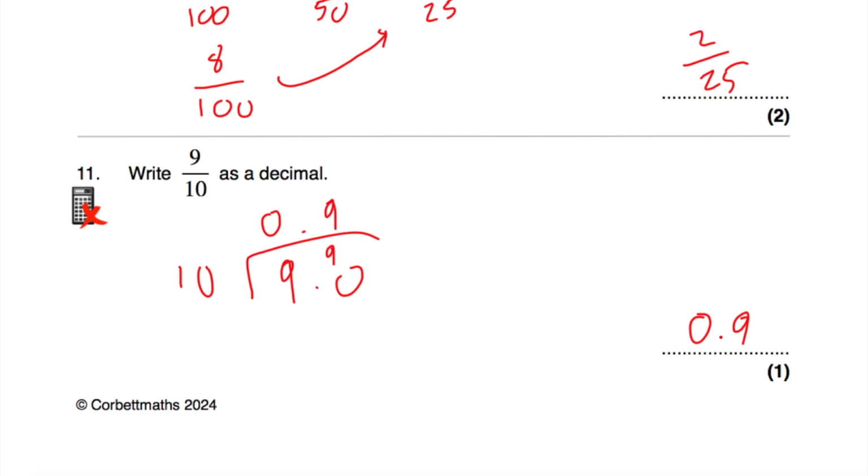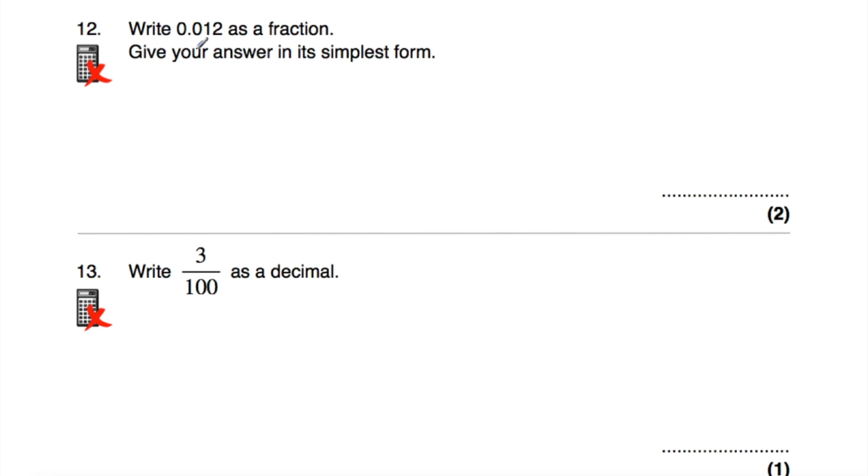Okay, let's look at our next question, question number 12. Question number 12 says to write 0.012 as a fraction and to give our answer in the simplest form. So here we've got our units or our ones, then we've got our tenths, our hundredths, and then our thousandths. So we're dealing with thousandths here, and we've got 12 thousandths. So we've got 1 hundredth and 2 thousandths, and altogether that would be 12 thousandths. And then we just need to cancel this down.